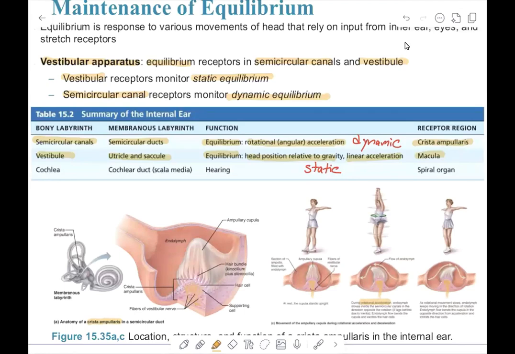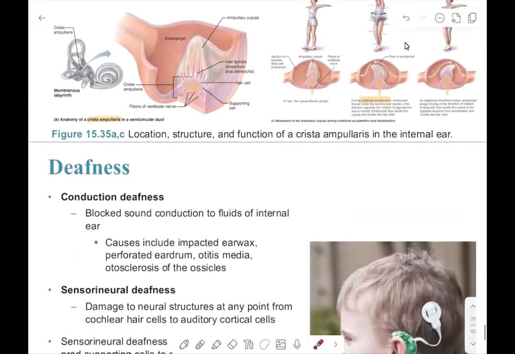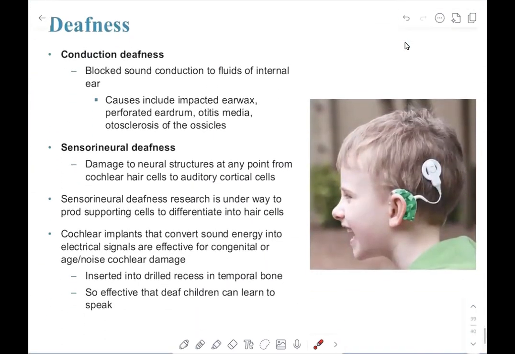The previous part that we talked about for hearing is the cochlear duct, and the receptor is named the spiral organ. You can call it that or the spiral organ of Corti. So either way, but it's again important for you to know the names of those receptors. So we'll take a look at a few different homeostatic imbalances. The first one is called conduction deafness. So where we could use a hearing aid.